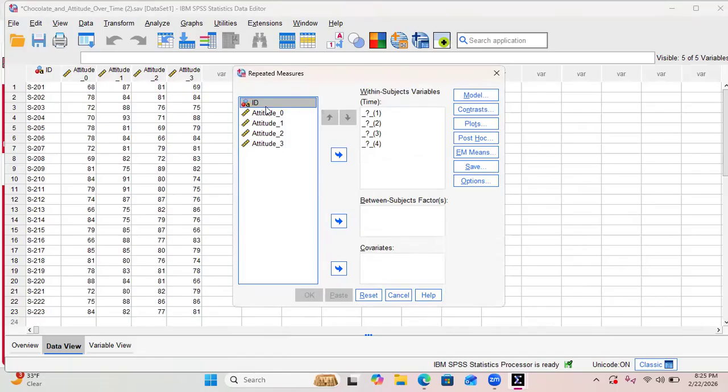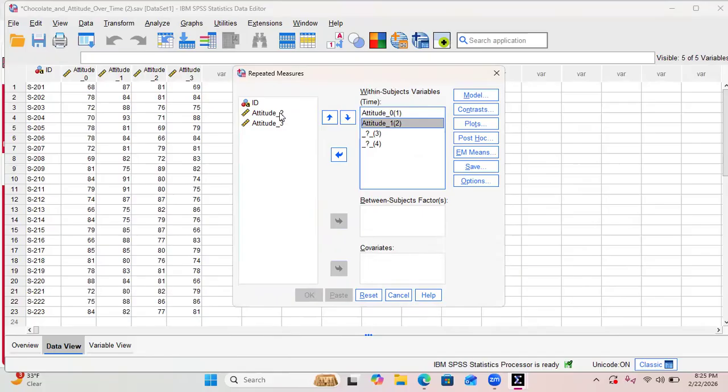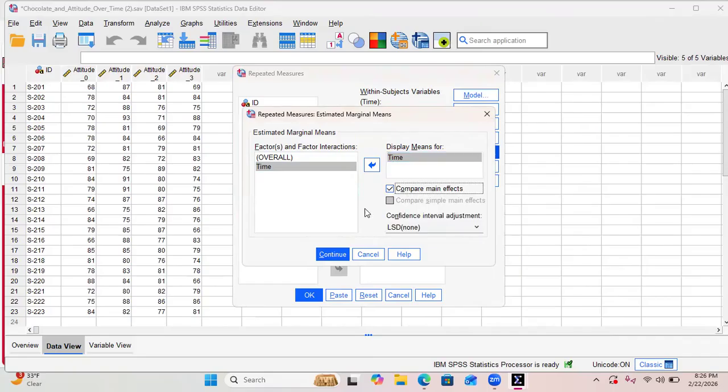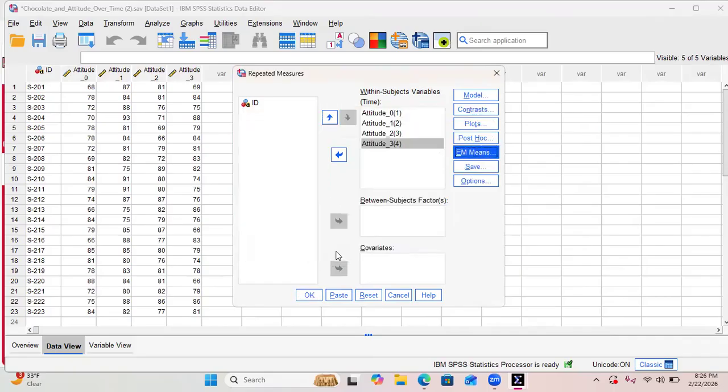And what we need to do is make sure that the time is in order. So 0, being the pre-test, needs to go first, and then 5 minutes, then we're going to have the hour, and then we're going to have 4 hours. So here are those attitudes in order. Next, we need to click on EM Means, and we need to move the time over, display means for our factor of time. Make sure that you hit compare main effects and hit continue.